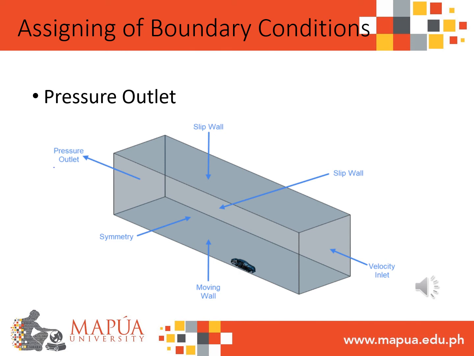At the opposite of velocity inlet, we have the pressure outlet. So the value of our pressure in the pressure outlet would be the atmospheric pressure. So it will have a value of 101.325 kilopascal or zero gauge pressure. The purpose of pressure outlet is to serve as a basis for the pressure variation along the domain.